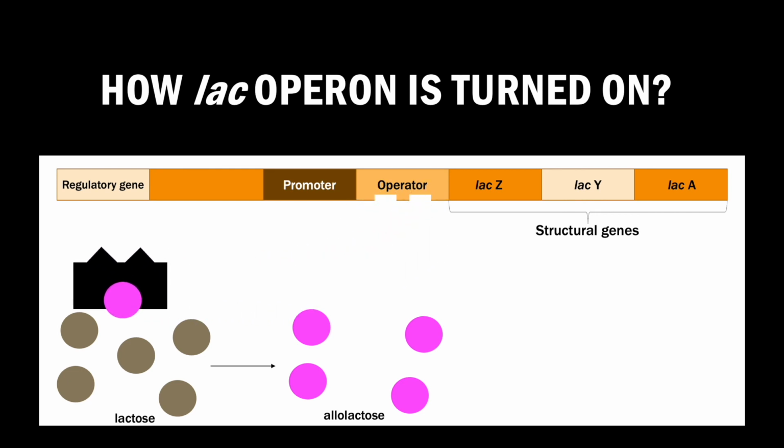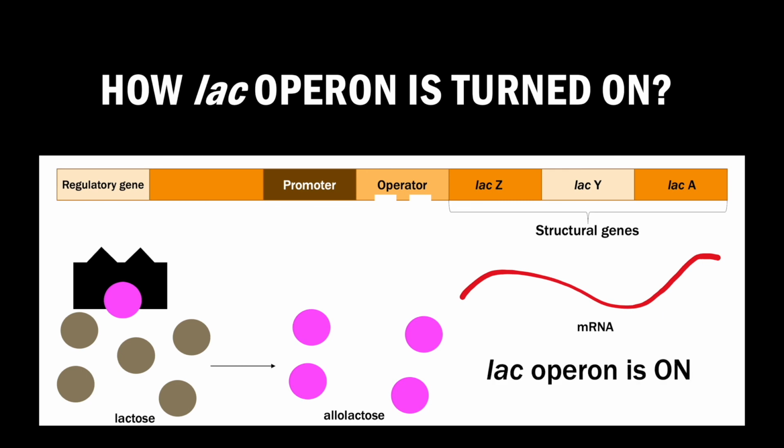This then allows the binding of RNA polymerase to the promoter, resulting in the transcription of structural genes producing the mRNA. Translation of the mRNA will result in the production of the various proteins that we have discussed. These proteins will then help the E. coli cell to carry out lactose metabolism. In this case, the lac operon is said to be turned on.